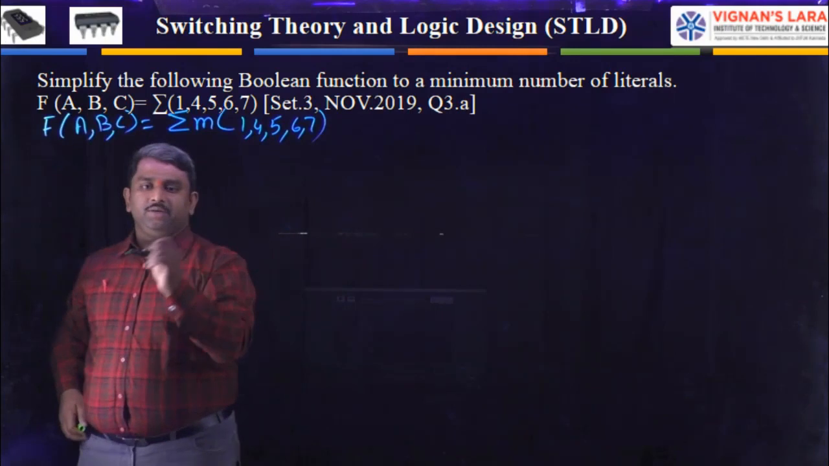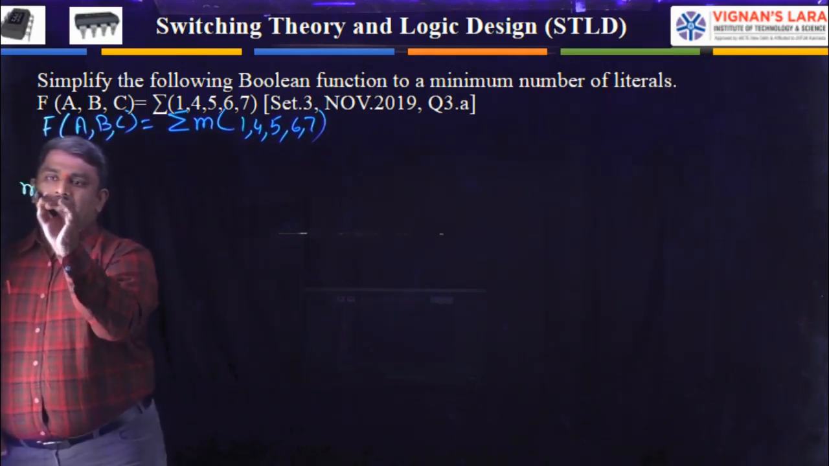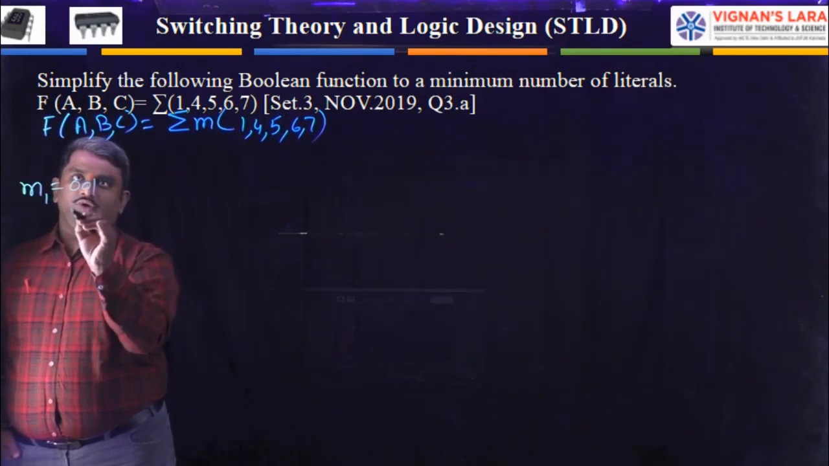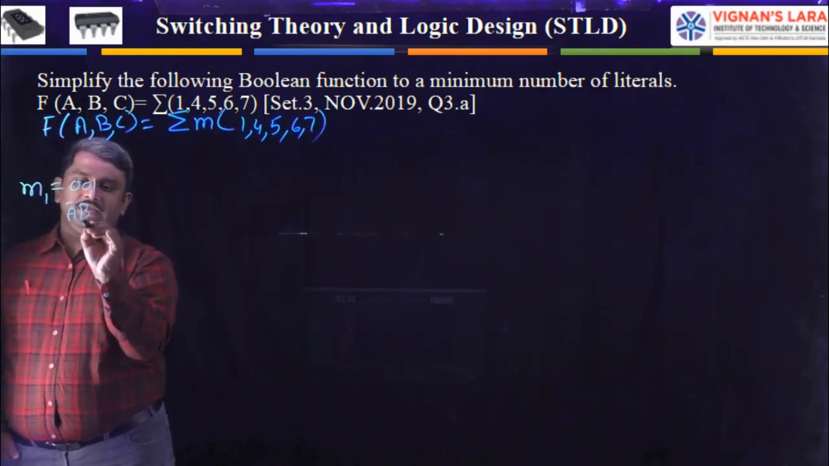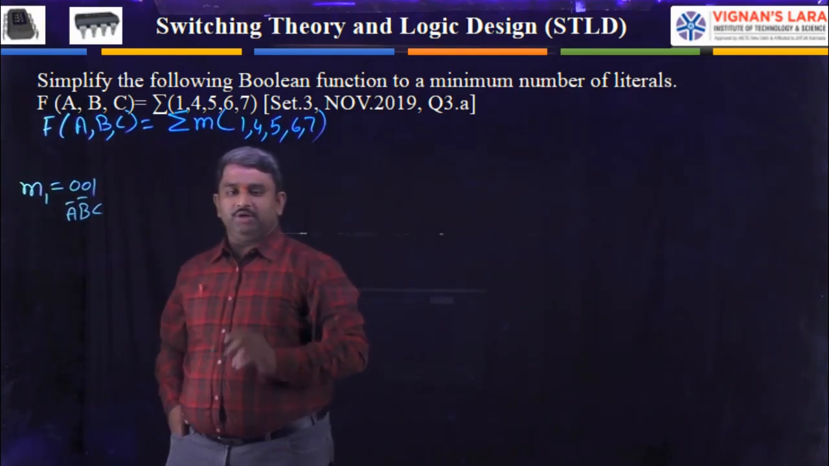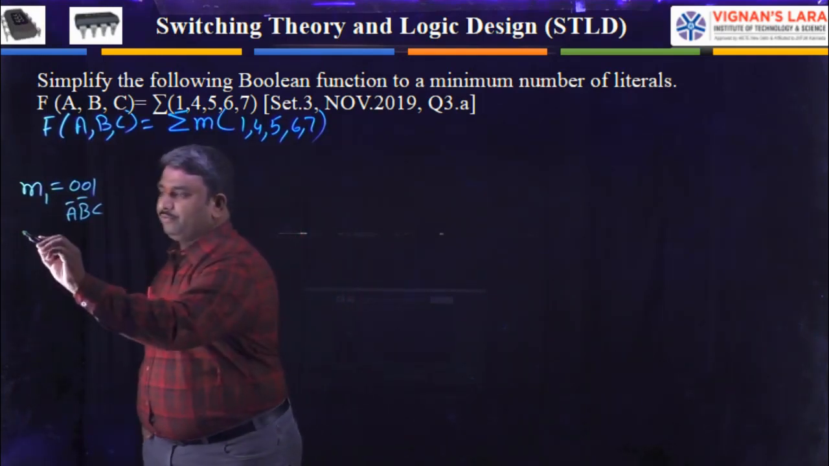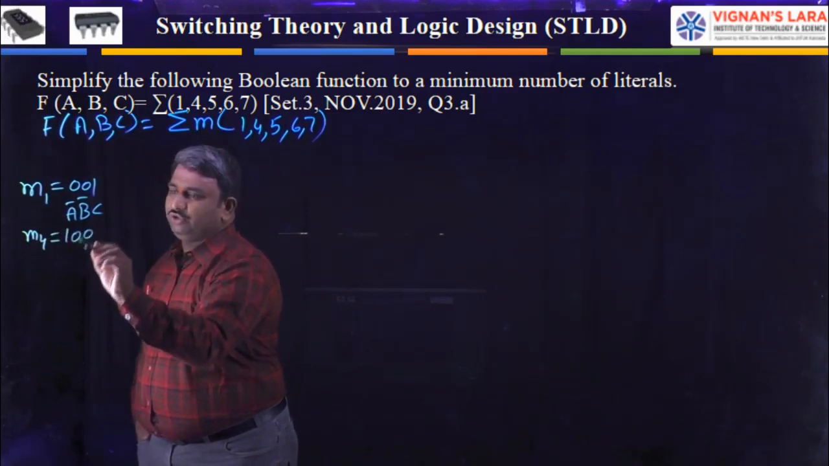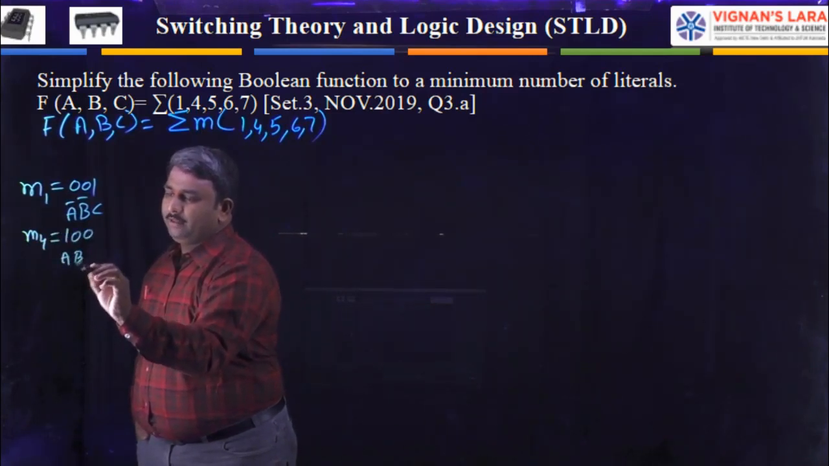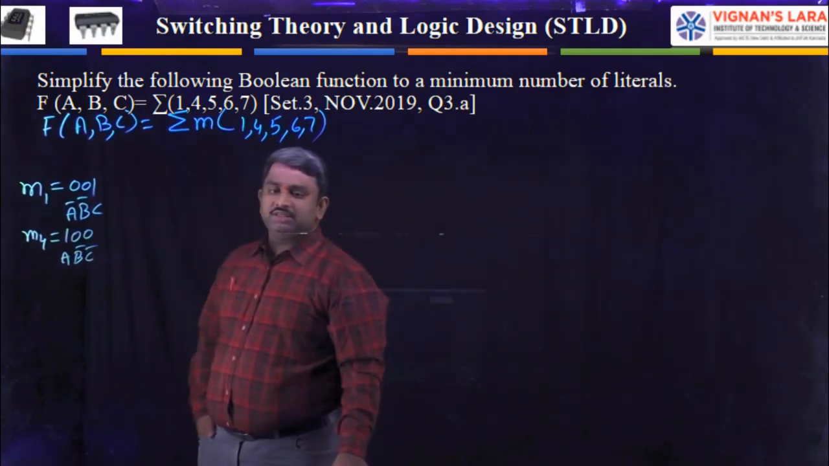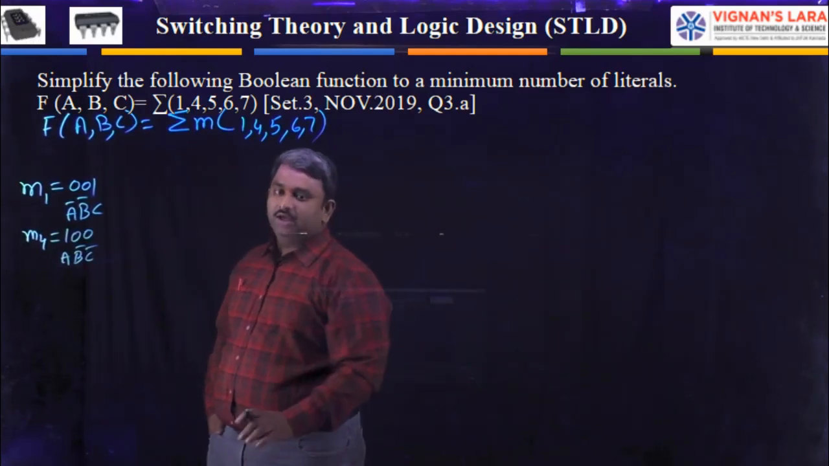What is the min term value? We know that the min term m1 is equal to 001, that is equal to A bar B bar C. This is the first min term. Next, coming to m4: m4 is equal to 100, that is A B bar C bar. This is the m4 min term.